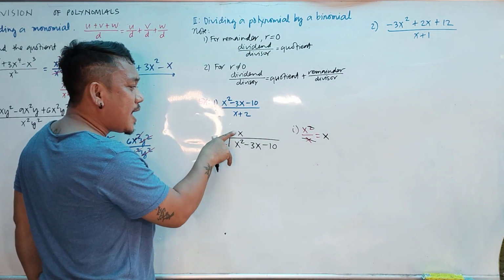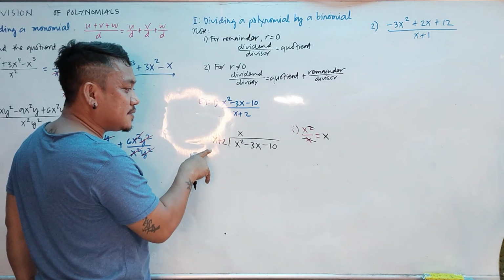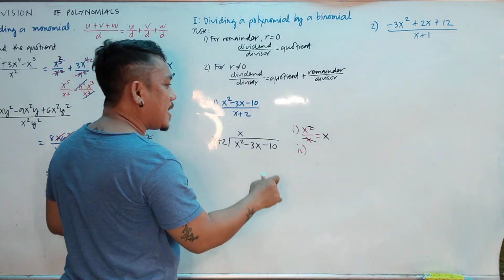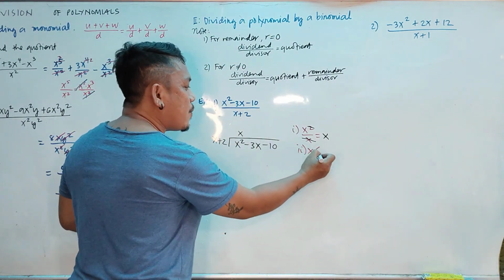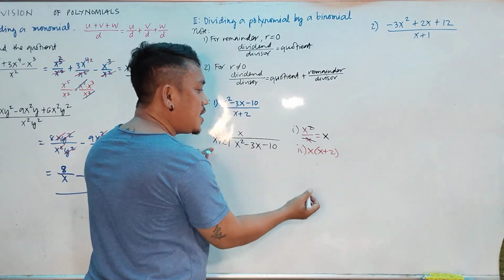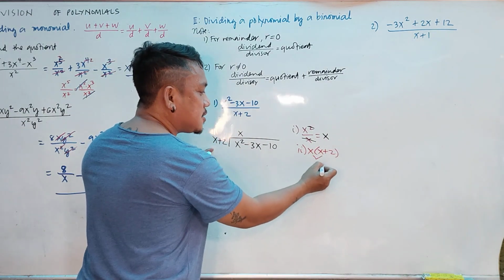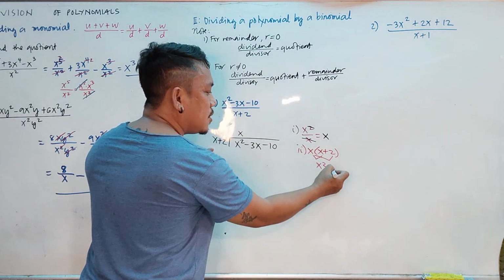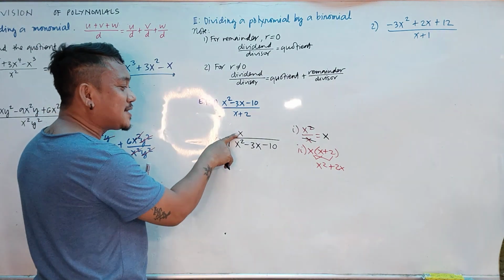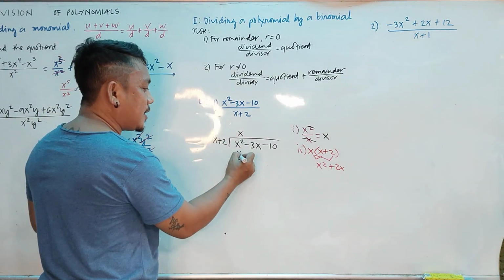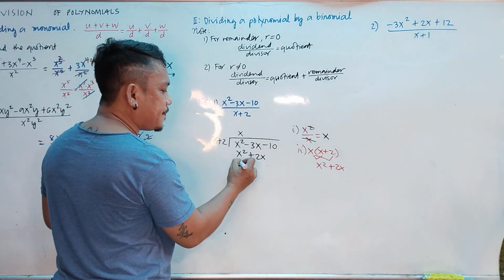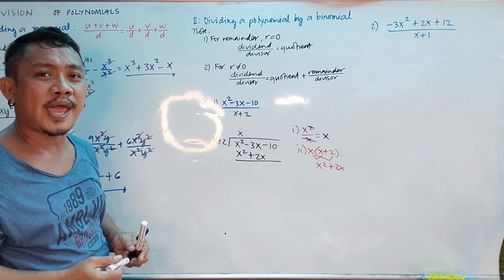So, let's multiply x times x. Then we will multiply that to our divisor x plus 2. So, x times x is x squared. X times 2 is plus 2x. The same as x times x, we write x squared. X times positive 2, so plus 2x. Okay, write the bar.